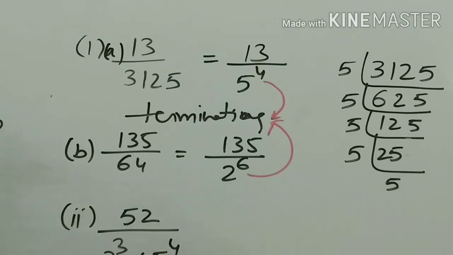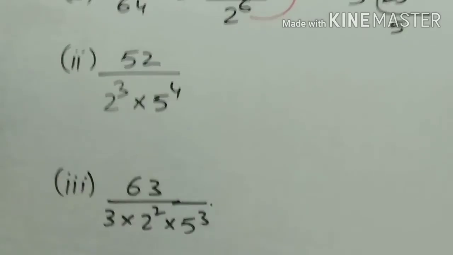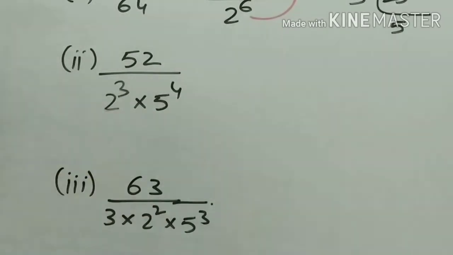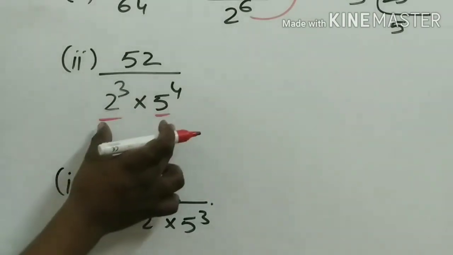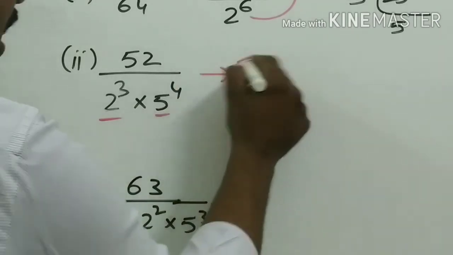And here you see 2 cube into 5 to the power of 4. Now this is in the form of a combination of 2 and 5. Only 2 and 5. Yes, it is terminating.